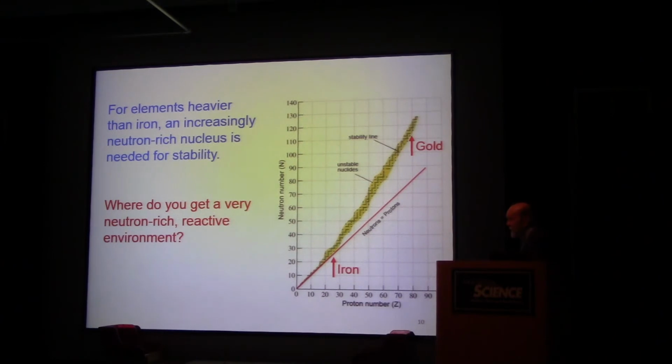So that's a hint. There's a hint in this graph about what you have to do to get stable nuclei beyond iron. You need a neutron-rich environment, right? That's what you need. You can't just take 2 iron nuclei and slam them together. That would put you up about here, right? And that's not stable. So you need something with a neutron-rich environment. How do you get that? Where do you find that?